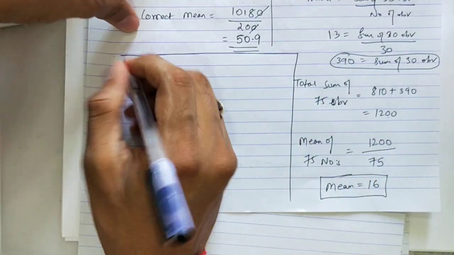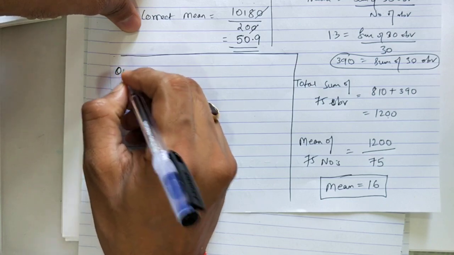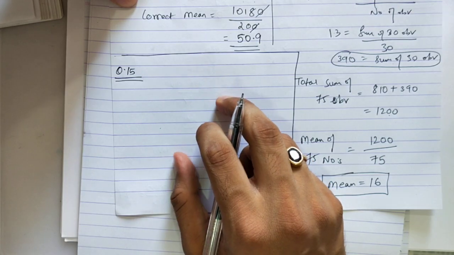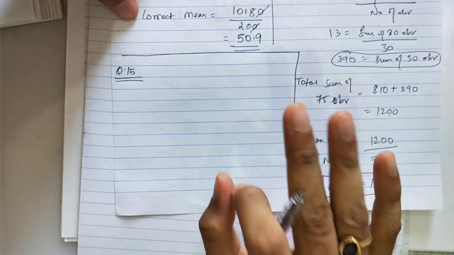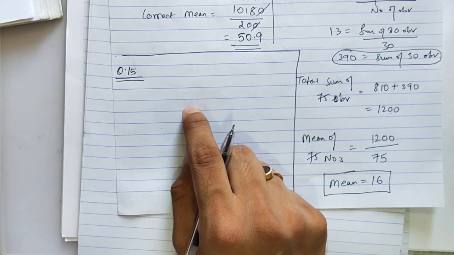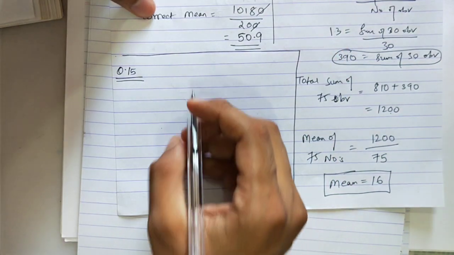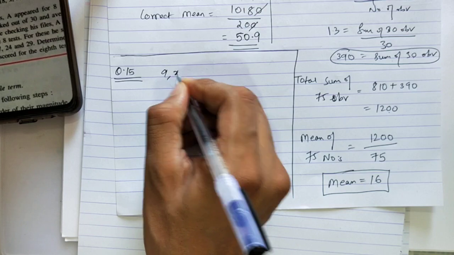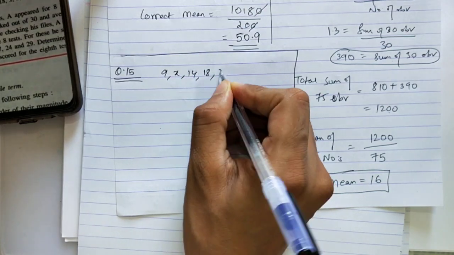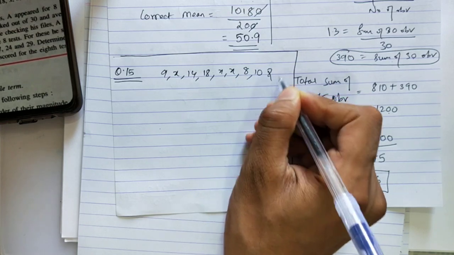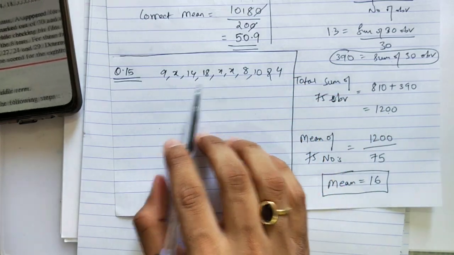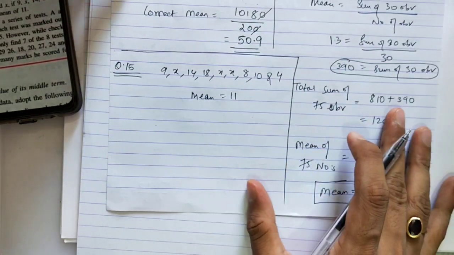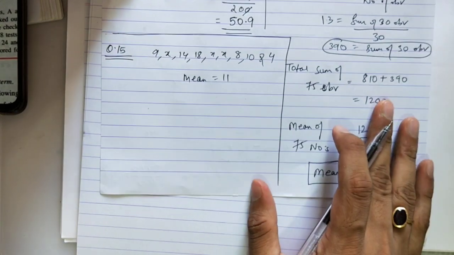Next, I'll do the 15th sum here because the 15th sum is small in size, very easy. We are left with 13, 14 and 16. Those also we will do, but the 15th sum is very simple, so I'll discuss it quickly. They have said find x if the numbers given are 9, x, 14, 18, x, x, 8, 10 and 4, and the mean of all these numbers is 11.